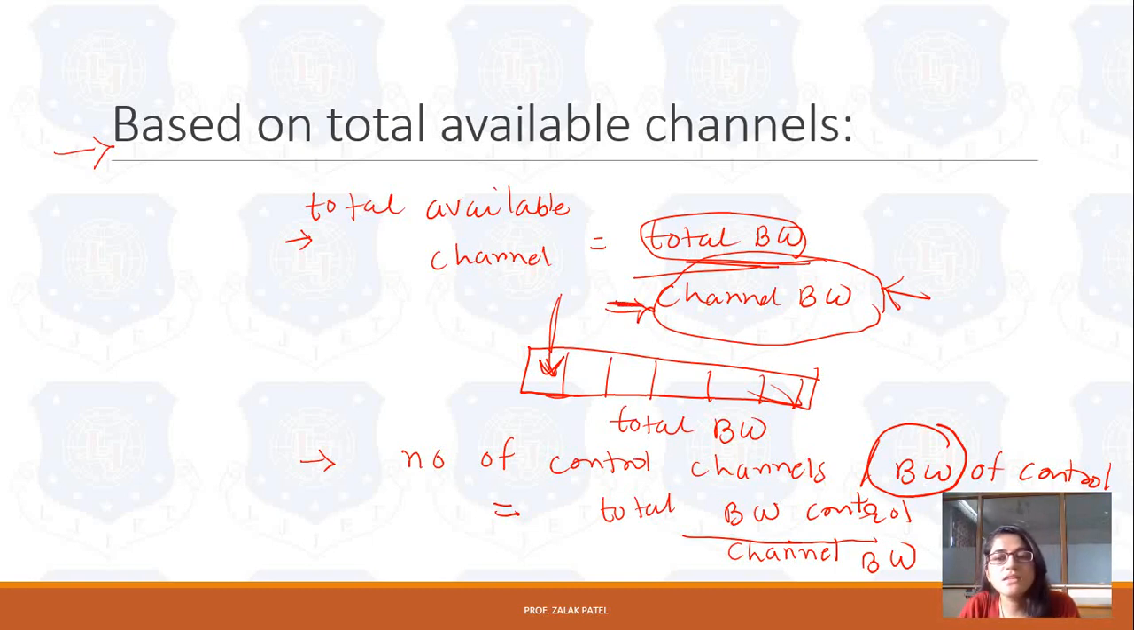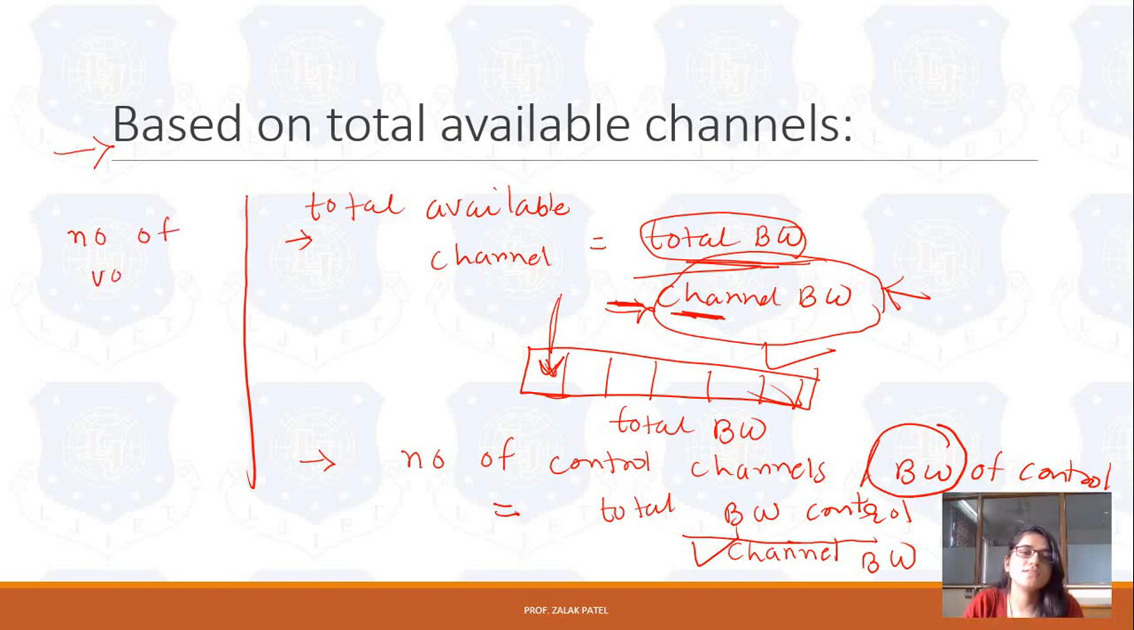Now this channel bandwidth is the same as what we put in the earlier equation. So both values are the same. The channel bandwidth is the same, but to find the number of control channels you have to use the control bandwidth, and to find the total number of channels you have to consider the total bandwidth. This is how you can find the number of control channels. Once you get the answer for the number of control channels, then you can easily find the number of voice channels.